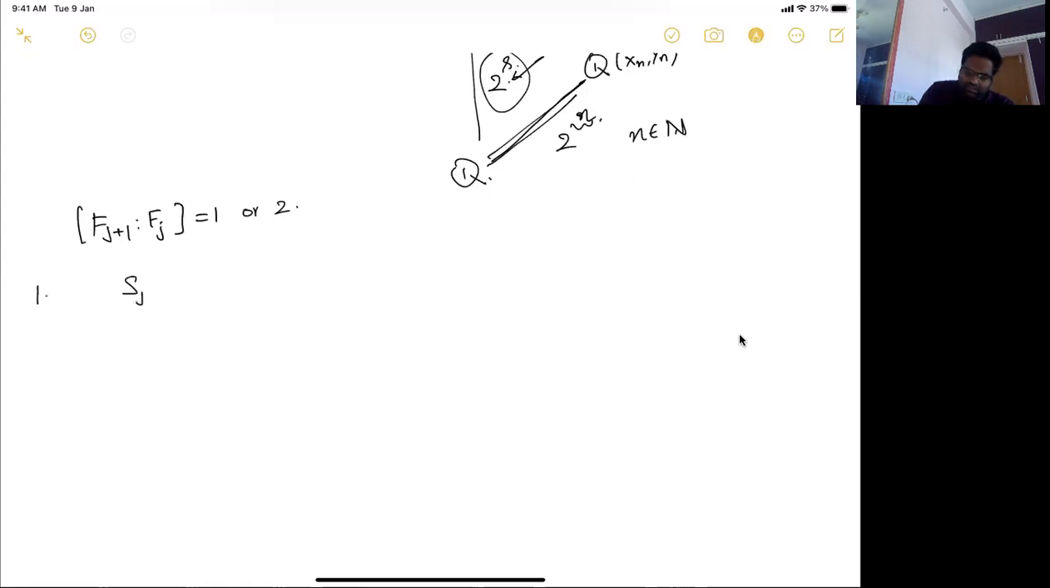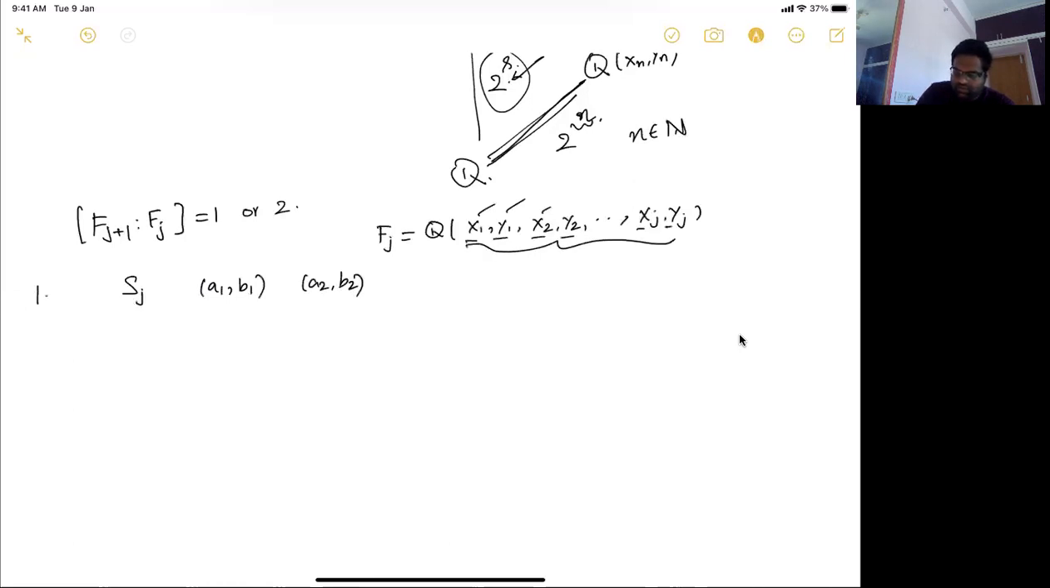Suppose S_j is the given set. So we have already constructed the field extension F_j. So I have my points (x1, y1), (x2, y2), up to (x_j, y_j). These are all the points I have already constructed using ruler and compass. And now using any 2 points, (a1, b1) and (a2, b2), among these points, I can join them and form a straight line.